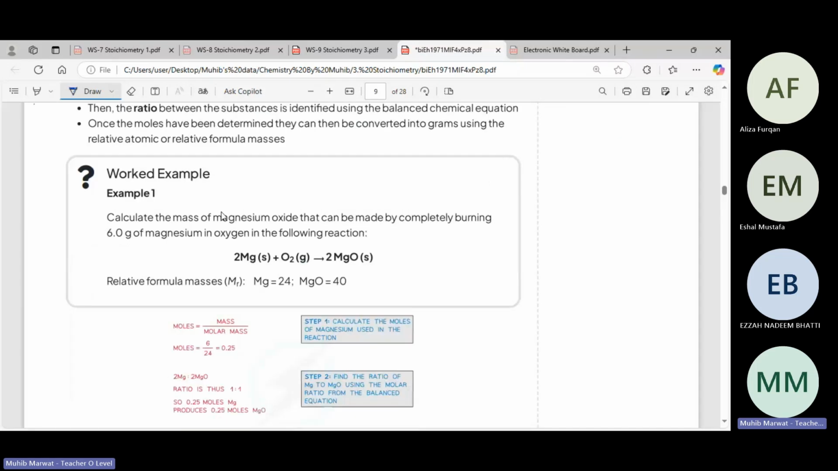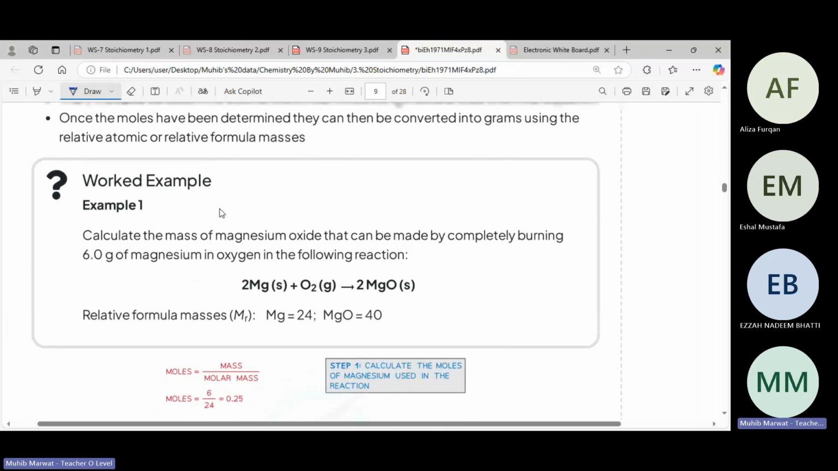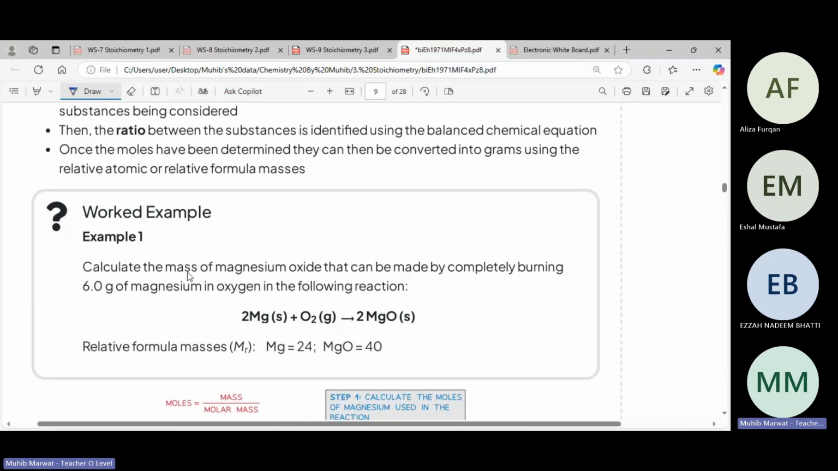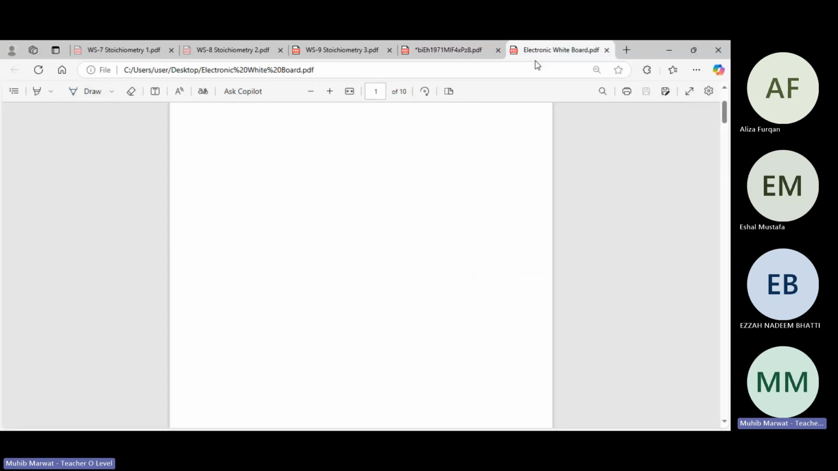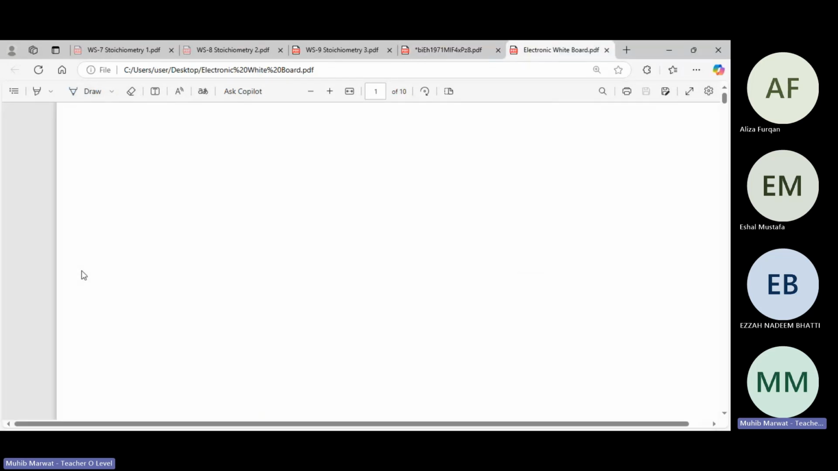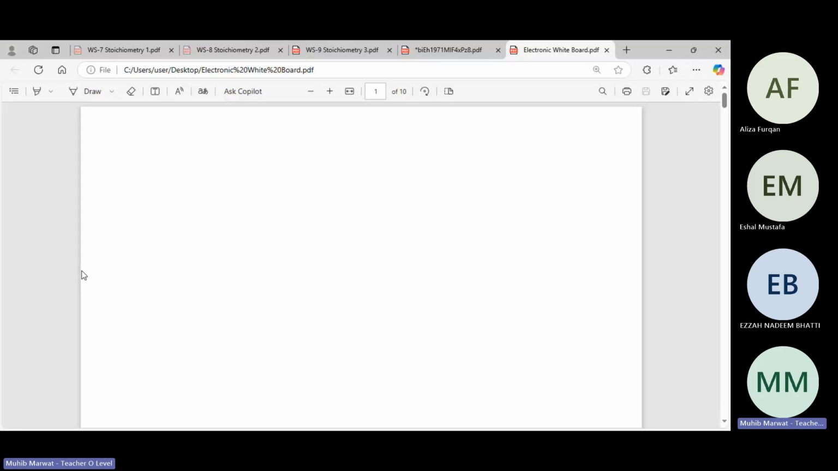So first of all, the very first example, let me do it for you. Calculate the mass of magnesium oxide. We have to find the mass of magnesium oxide, and we have been given the mass of magnesium, which is 6 grams. So let's do it. I hope my screen is clearly visible to you and my voice is also clear, so that nobody gets any confusion.